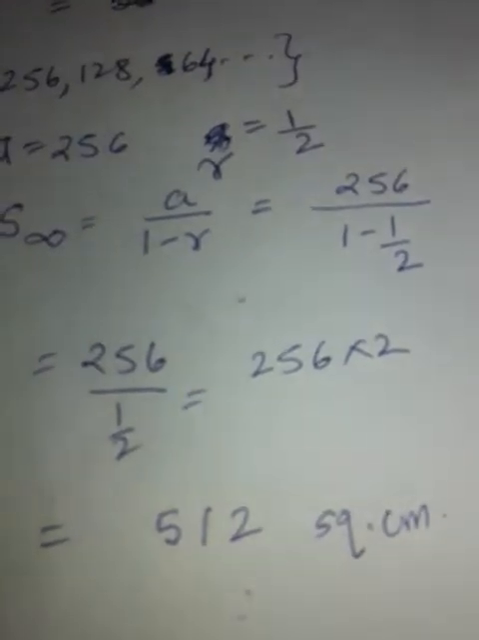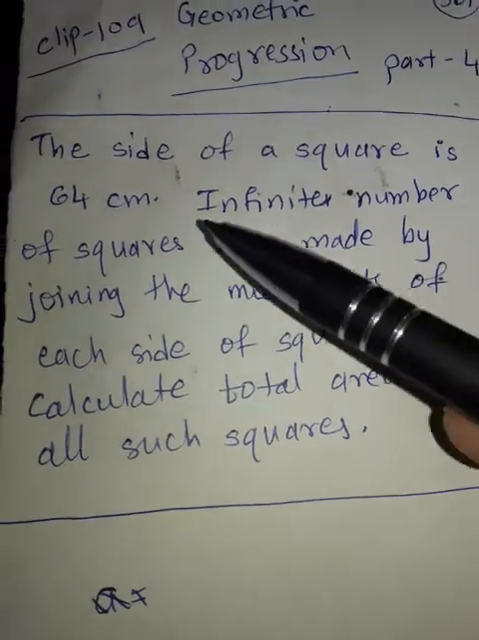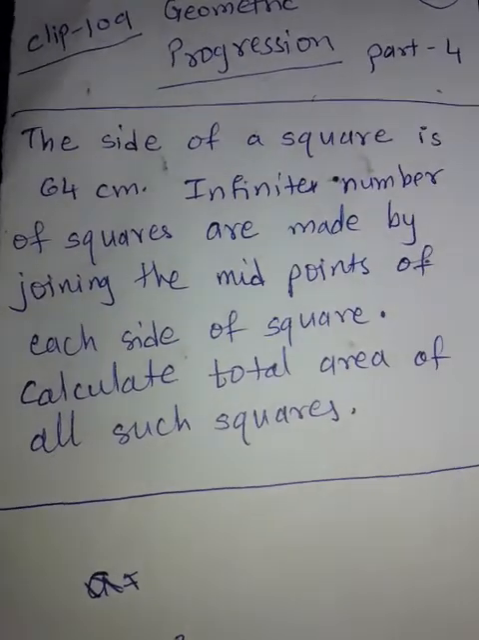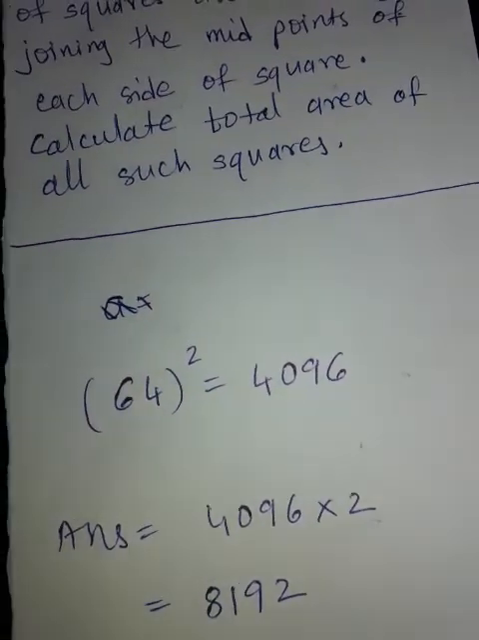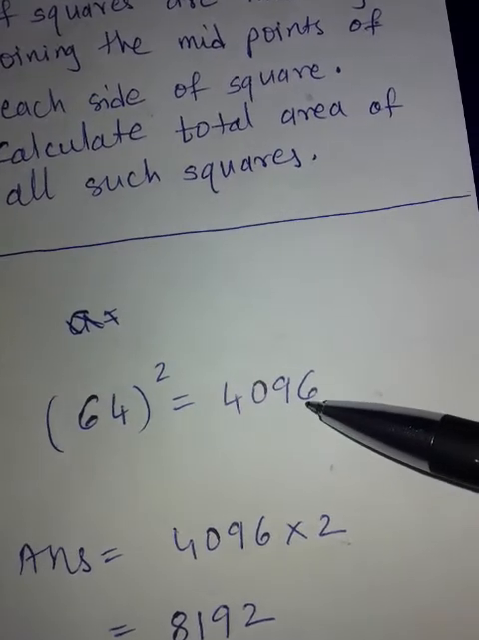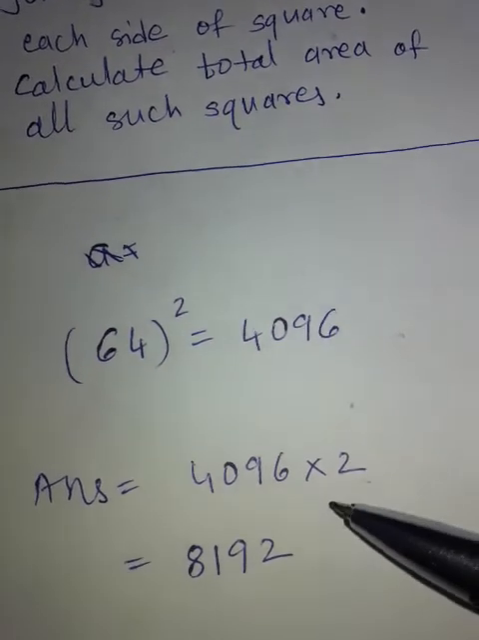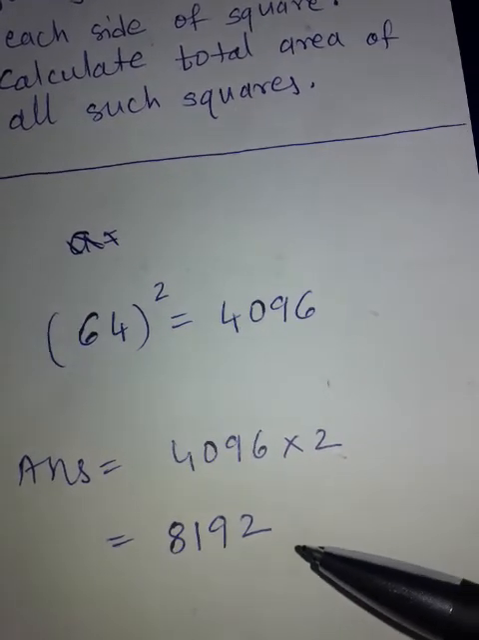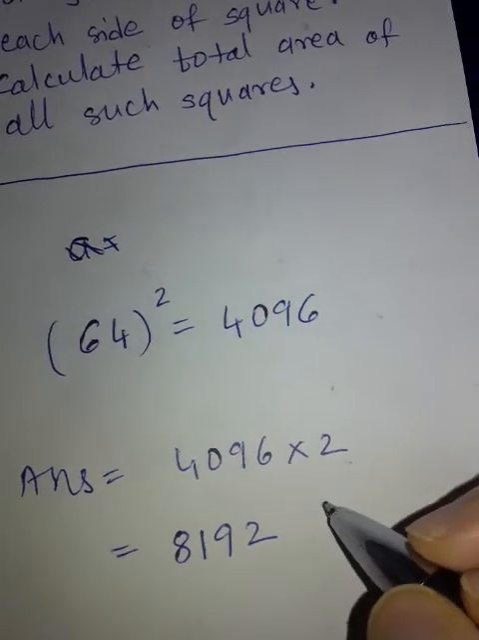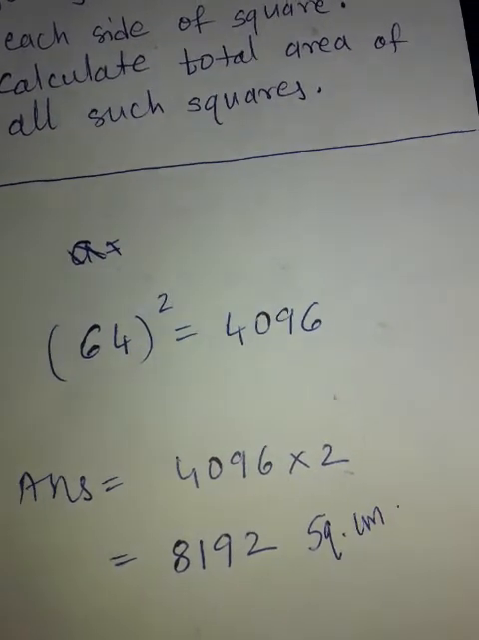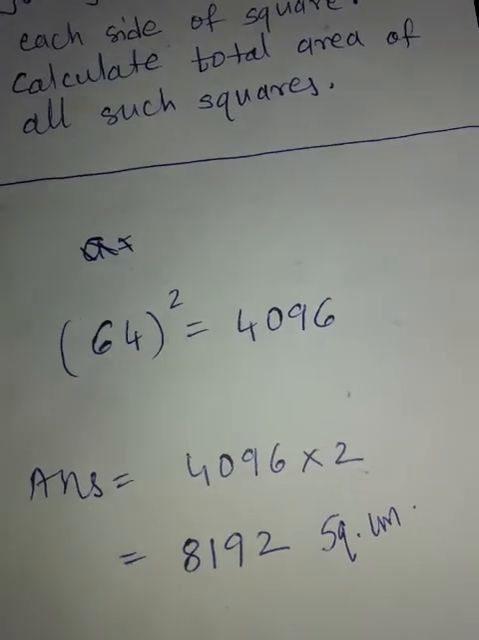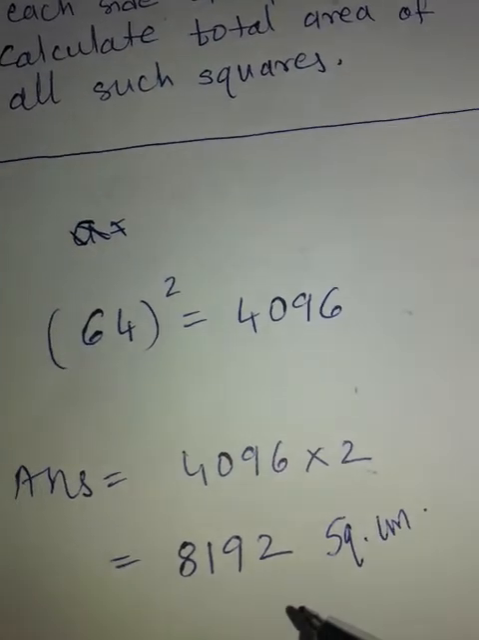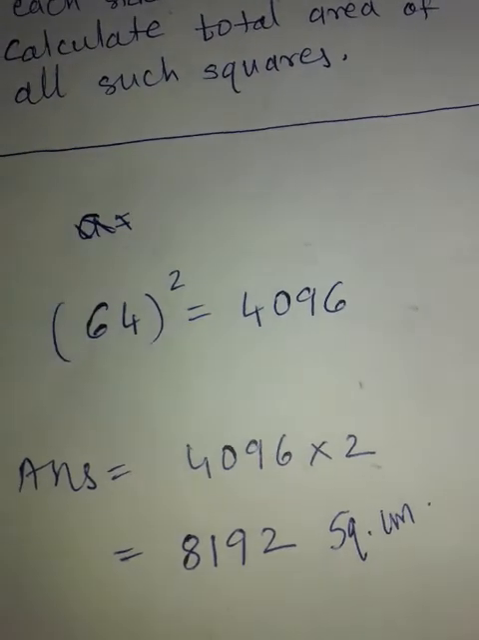Got the shortcut? Now let's come to our original question, where we had taken the side of the square as 64 centimeter. So when you apply the shortcut, what do you get? First find 64 square, that is 4096, the area of the outer square, and just multiply it by 2, your answer is ready. 2 lines. Within a few seconds you get the answer 8192 square centimeter. That will be the total area of all squares. The squares which are found by joining the midpoints, their total area up to infinity is going to be 8192.